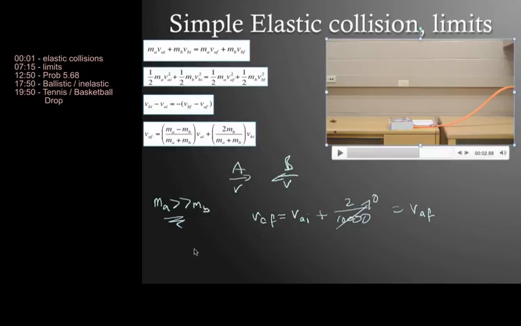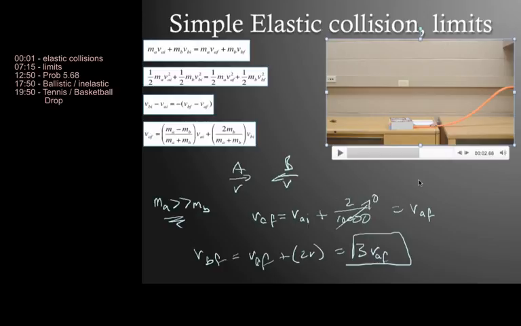But what happens to VB final again? And in this case, their relative velocities remain fixed. And so what we end up with is that VB final is going to be equal to VA final plus the difference here, which is going to be another 2V. So it's going to end up with 3VA final.